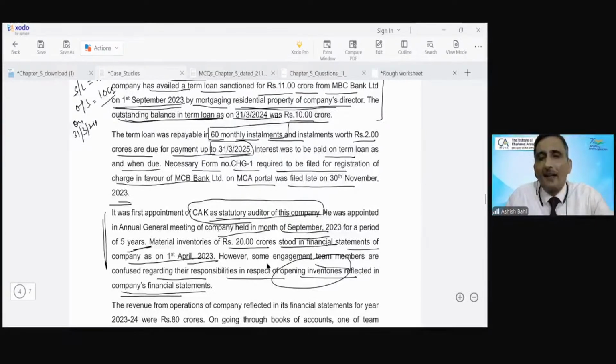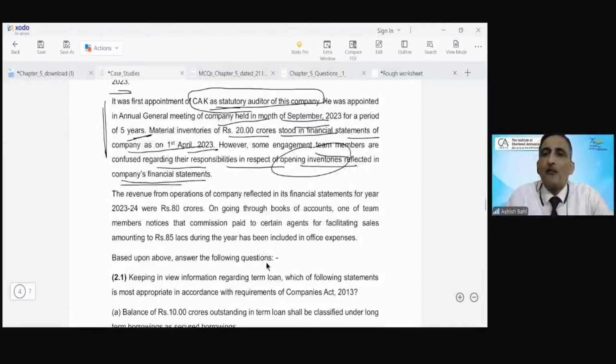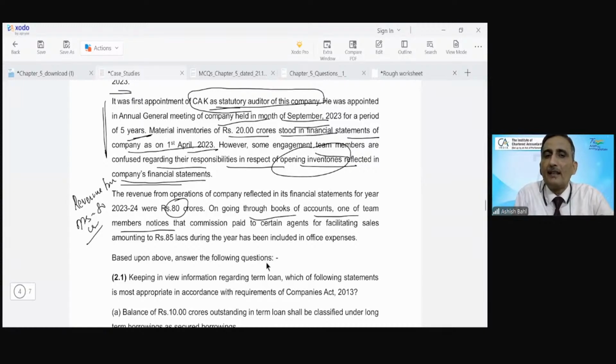So the opening inventories were 20 crores. The revenue from operations of company reflected in financial statements for year 23-24 is 80 crores. On going through books of accounts, one of team member notices that commission paid to certain agents for facilitating sales amounting to 85 lakh during the year has been included under the head office expenses.